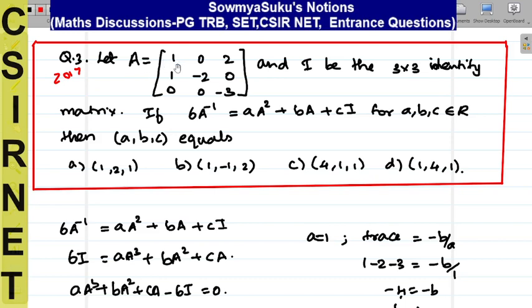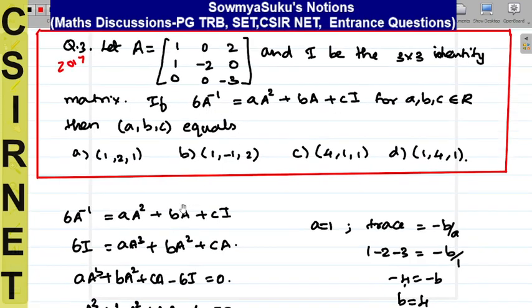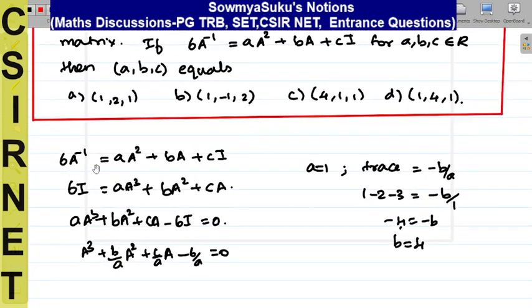Let A be the matrix 1, 0, 2, 1, minus 2, 0, 0, 0, minus 3, and I be the 3 by 3 identity matrix. If 6A inverse is equal to A square plus BA plus CI for A, B, C belonging to R, then A, B, C equals? So write the given one. Now multiply A on both sides so that A inverse into A is identity, then A cube, then A square into I into A. Bring all to one side.